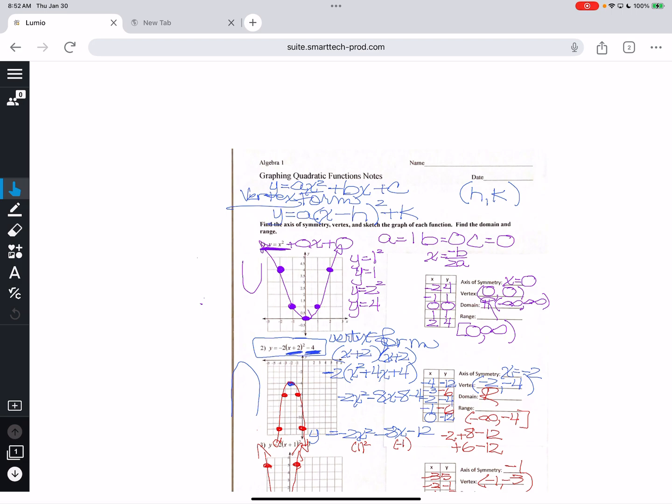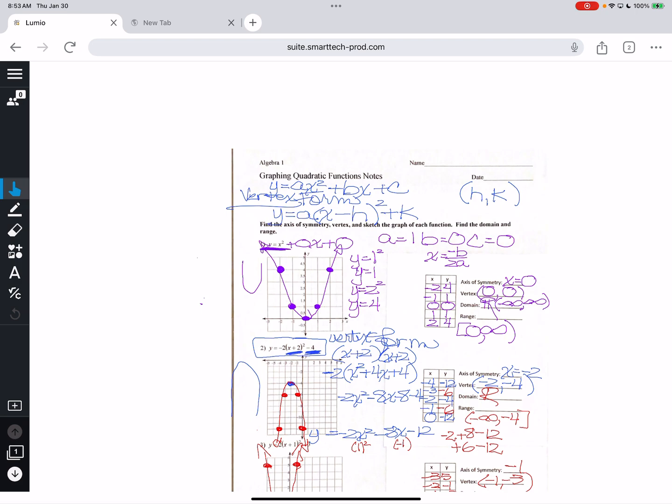What does that line do? What is its purpose? What does it do to the parabola? Curves. Sets a starting point. No, well, that's the vertex. But what does the axis of symmetry do? It's cutting the parabola in half, making it be a mirrored image.